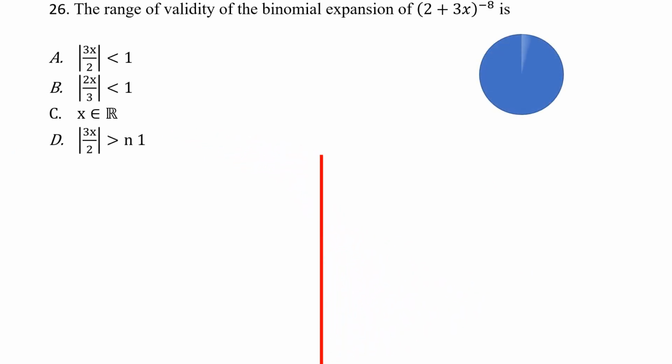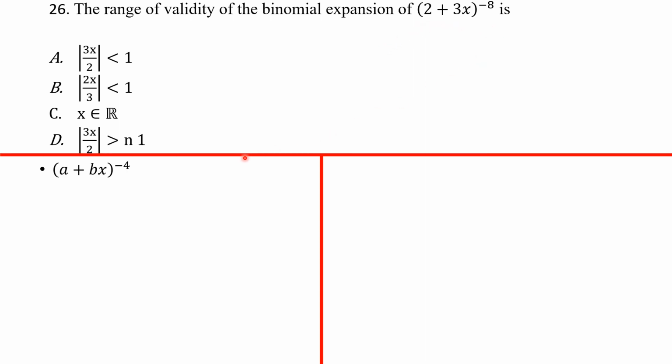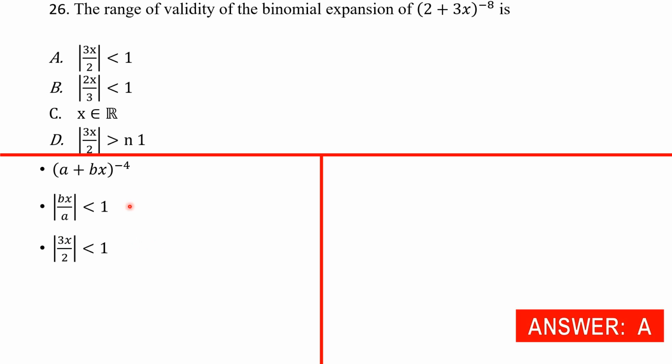The range of validity of the binomial expansion of this is, okay, this one is easy peasy. So if I get a plus bx raised to the negative 4, for instance, the range of validity will be what? Just get bx over a, and it should be less than 1, that's really it. So in our case, our bx over a here will be 3x over 2, which should be less than 1. So that's it, our answer is A.